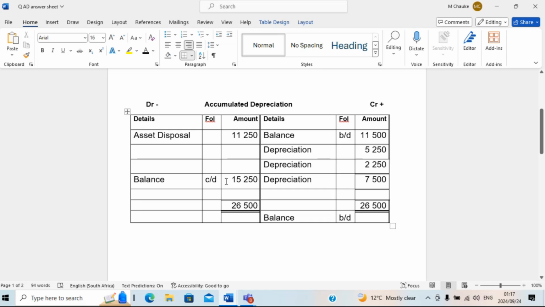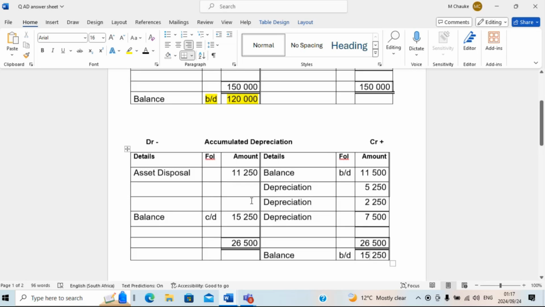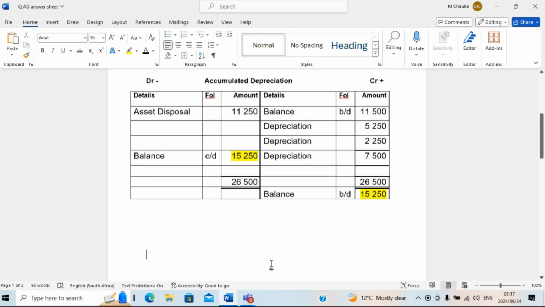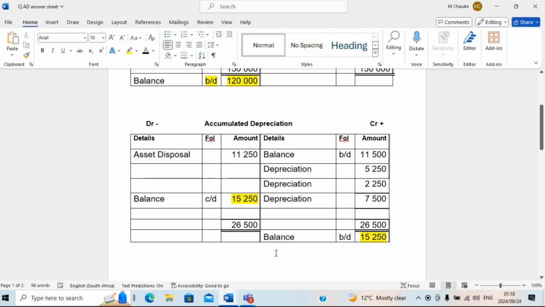I got 15,250. Remember, this is the closing balance for the current year, and it's going to be the opening balance for the following year. So this is how we balance off and close off properly. Like we did up there, we're also doing it here. This indicates that this is the closing balance for this year, and it will be an opening balance for next year. So now we are done with the accumulated depreciation account.